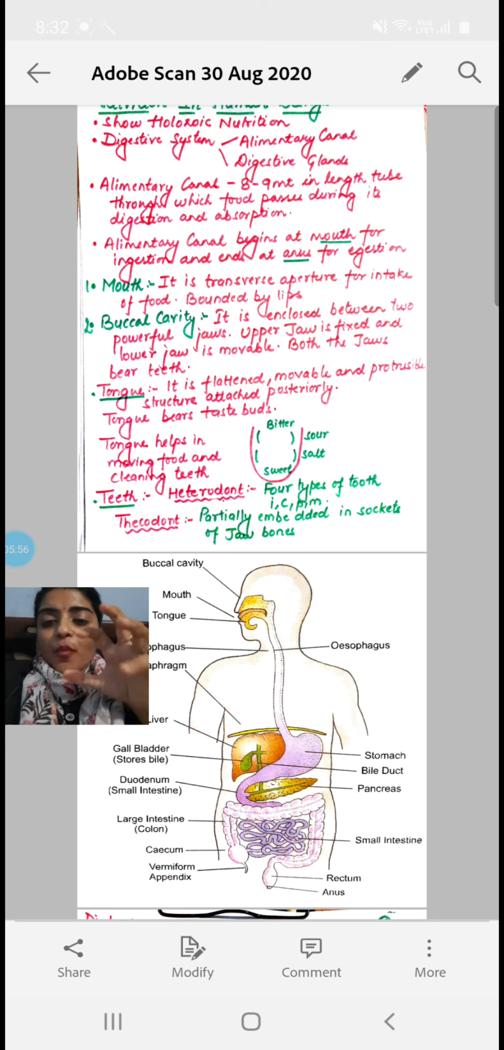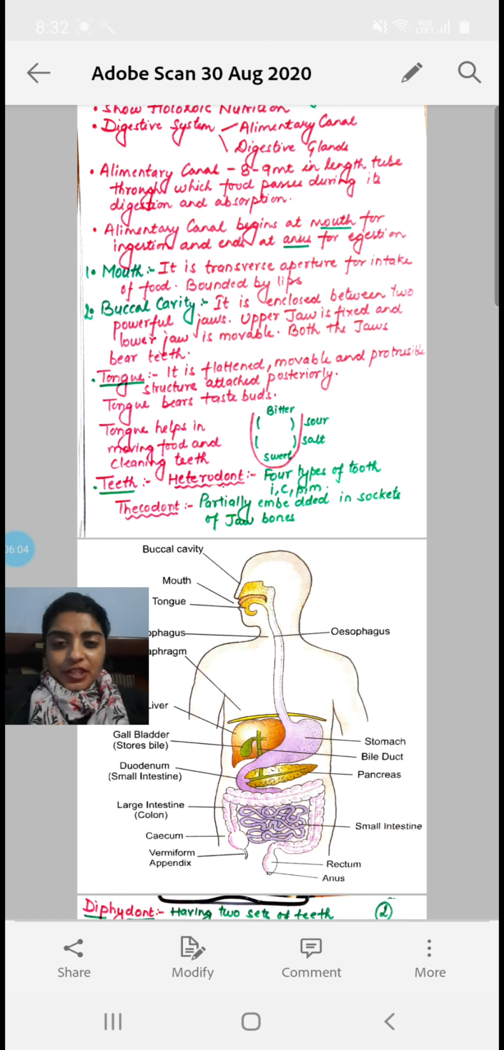To perform all these functions, we have a specialized system called the digestive system. Now this digestive system in human beings is divided into 2 parts. One is the alimentary canal and the second one is the associated digestive glands.